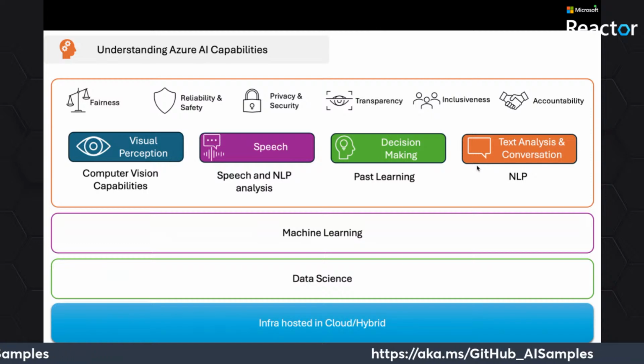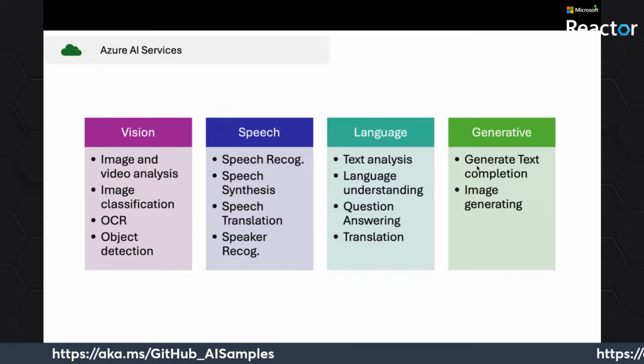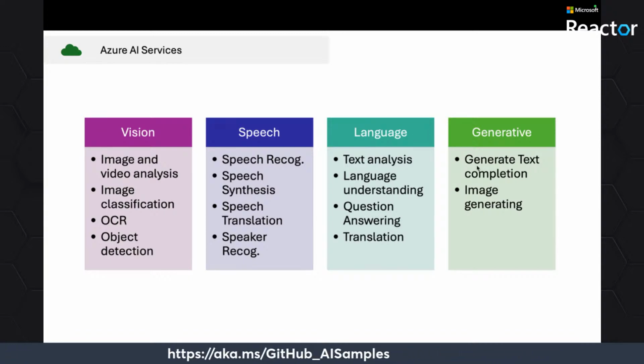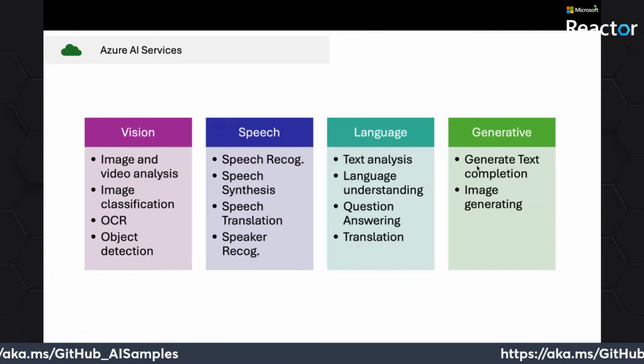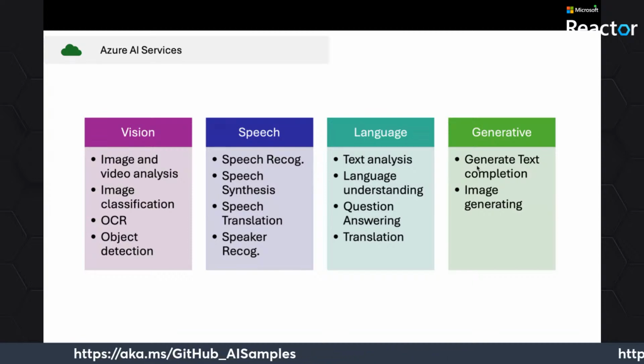Now, when we are considering this, we are expecting a list of services or capabilities covered or provided by Azure. Here, Azure is offering in all four categories. We have different sets of services available, and we can use these services for different purposes. For example, if you consider vision, speech, language, and generative AI, there are different use cases you can address.